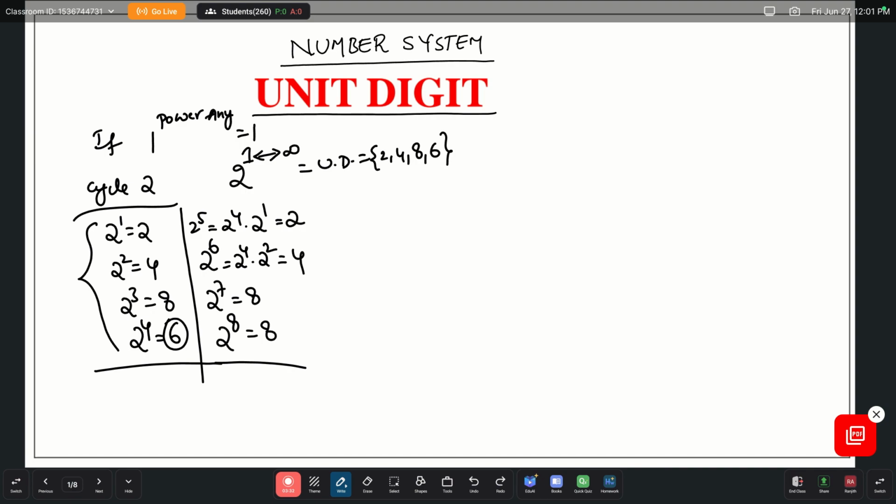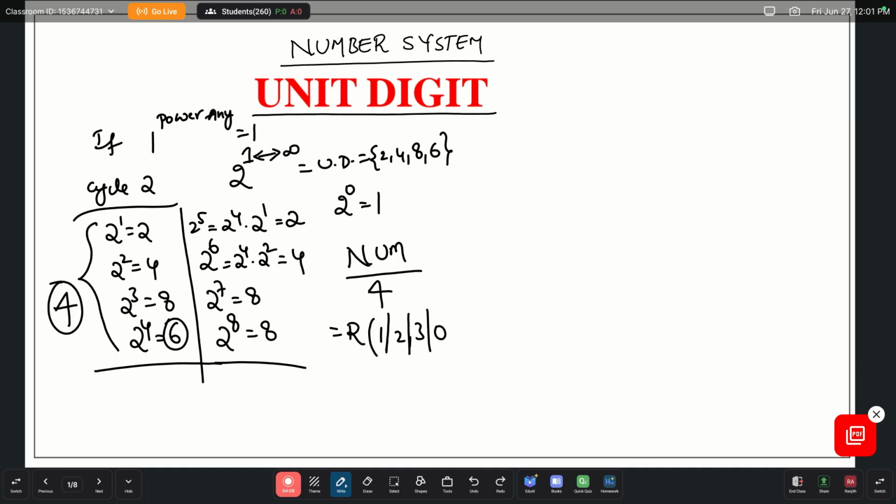So once we look, 2 power 1 equals 2, 2 square equals 4, 2 cube equals 8, 2 power 4 equals 6. Here also we got the values 2, 4, 8, 6. That means for 2 power any value in between 1 to infinity, the unit digit will be only 2, 4, 8, 6. Other than these, we won't get any other unit digits. Only one case, 2 power 0 will be equal to 1. Other than 2 power 0, all the remaining units places will be only 2, 4, 8, 6.